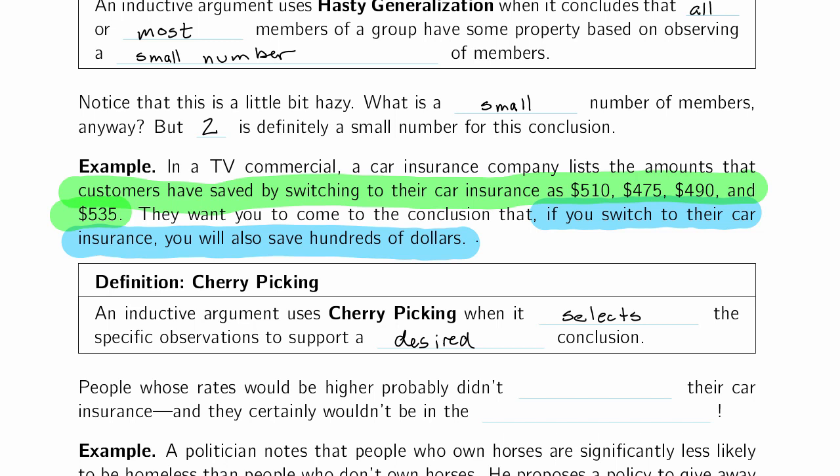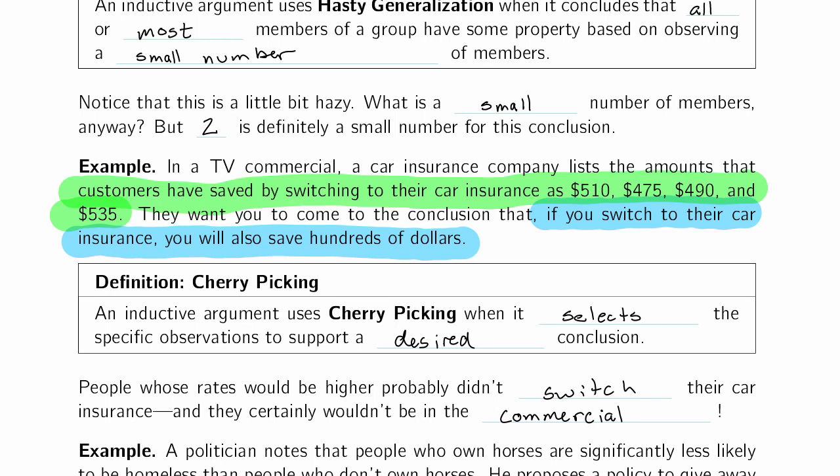In the TV car insurance commercial, there are 2 things going on. Probably people who looked at that car insurance and discovered their rates would be higher, they probably didn't switch. And if they did switch, they almost certainly wouldn't be mentioned in the commercial. There are all sorts of commercials like that where you see a little caption at the bottom of the screen that says, "Results not typical." Those are all examples of cherry picking. They all want you to draw an inductive conclusion based on very carefully selected individual observations.